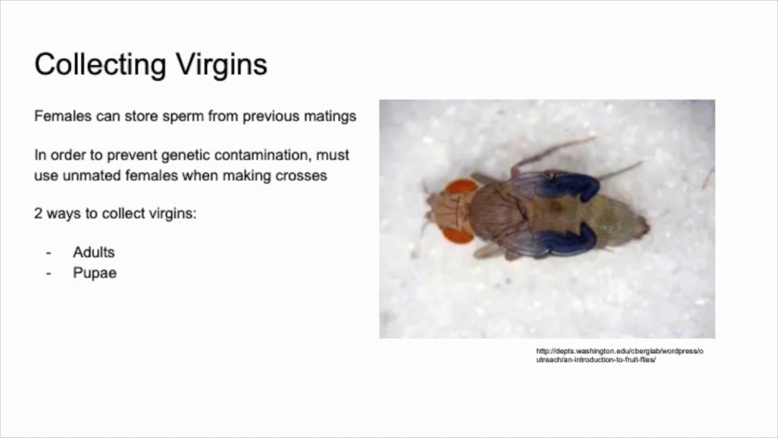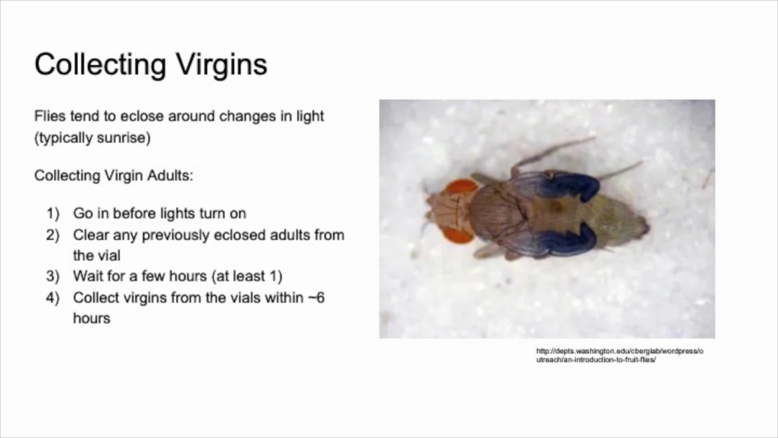Flies tend to do everything around changes in light, whether that is mating or laying eggs or emerging from their cocoons, and typically they do this in the morning at the change from night to day, as opposed to the evening, although they are still active in the evenings. So when collecting virgin adults, you need to go in before the change in lights, so before the lights turn on. Clear any adults that have previously eclosed out of the vial so that the only thing in that vial is pupae. You need to be really, really careful to clear out every single adult, as all of the adults that are in there are typically going to be old enough that they're capable of mating.